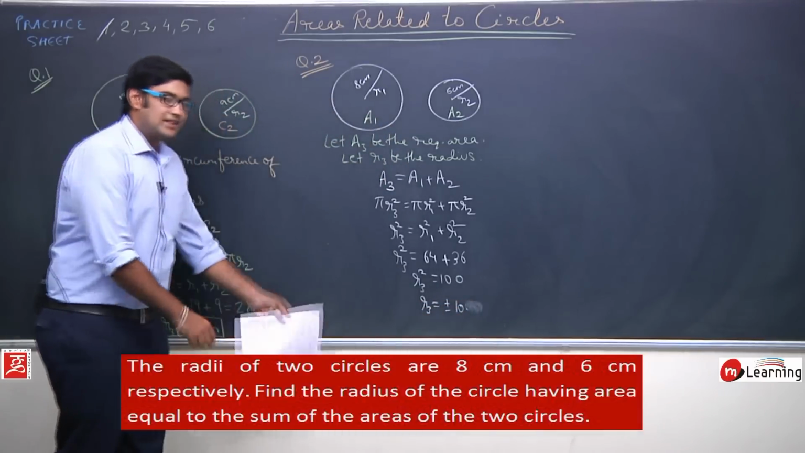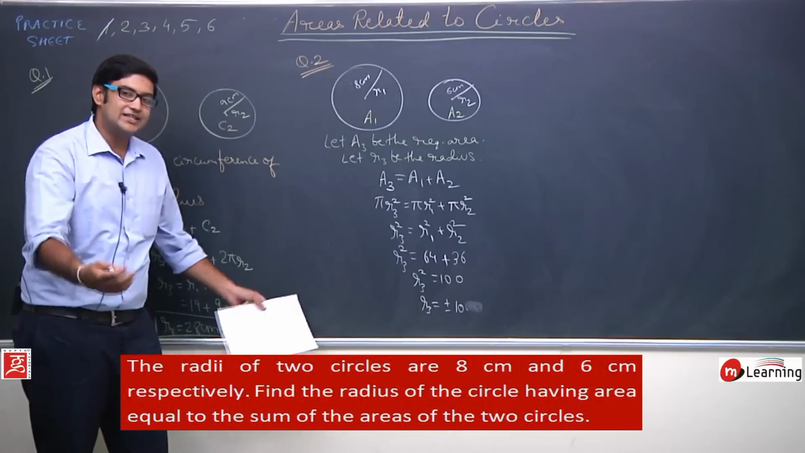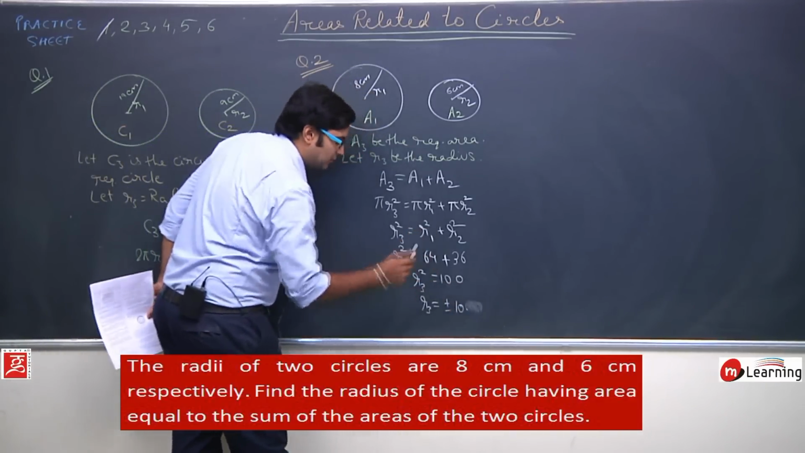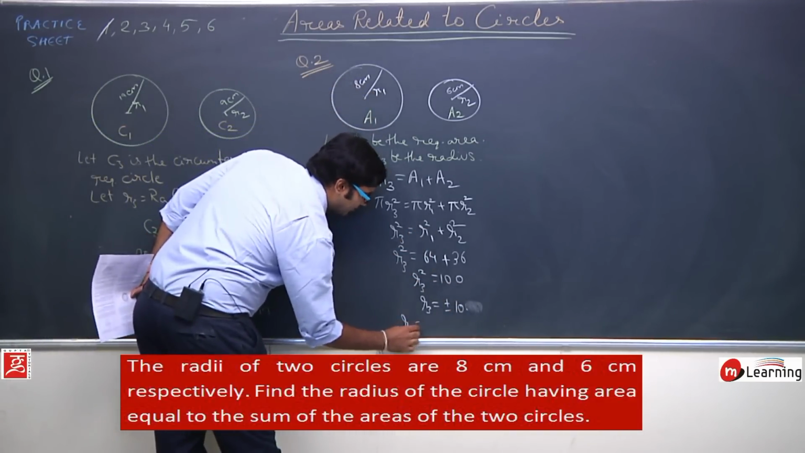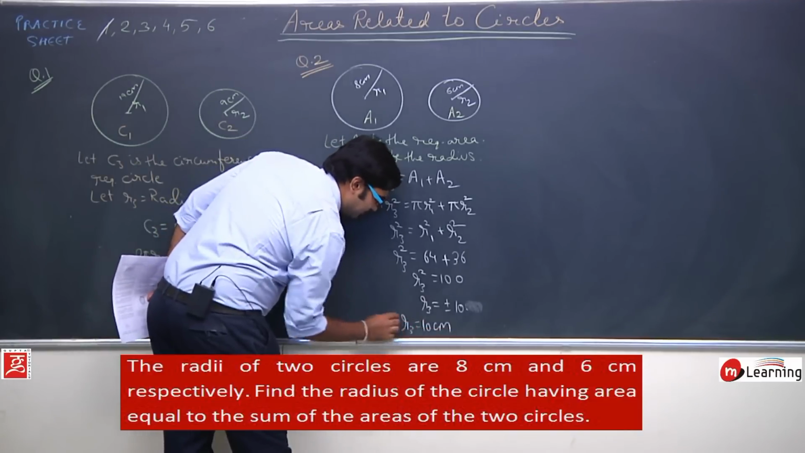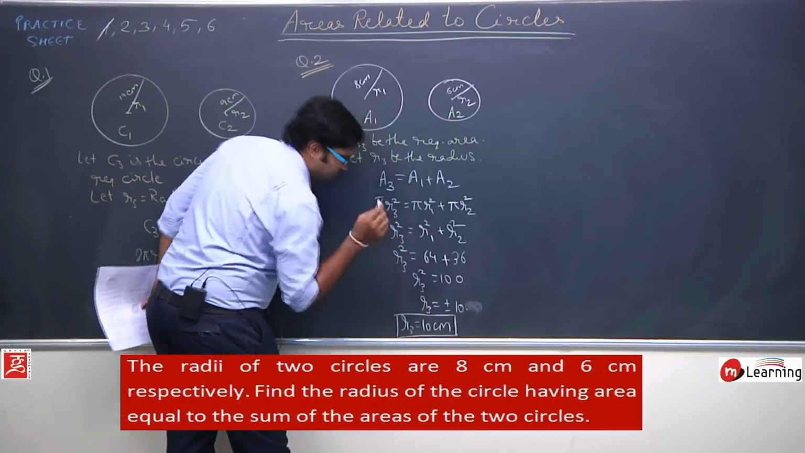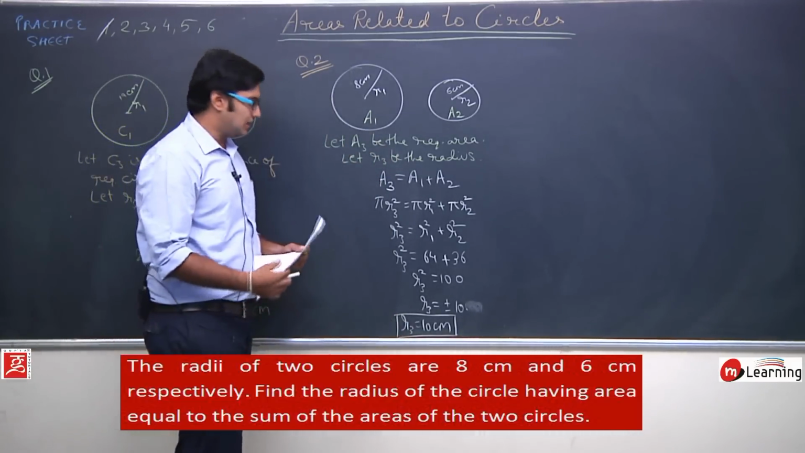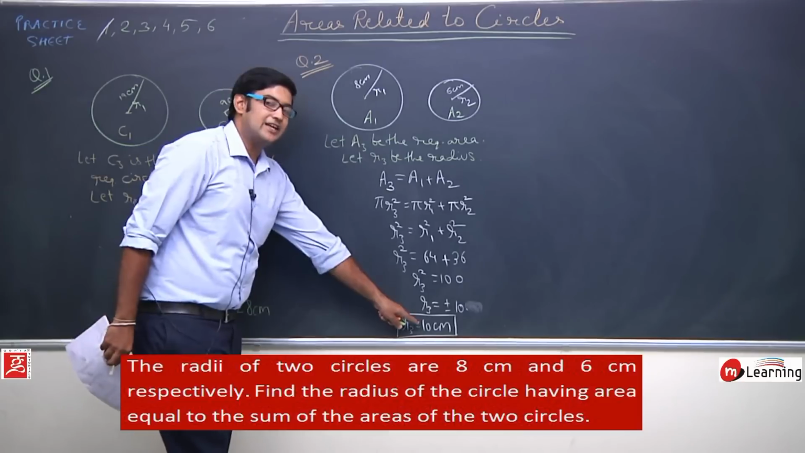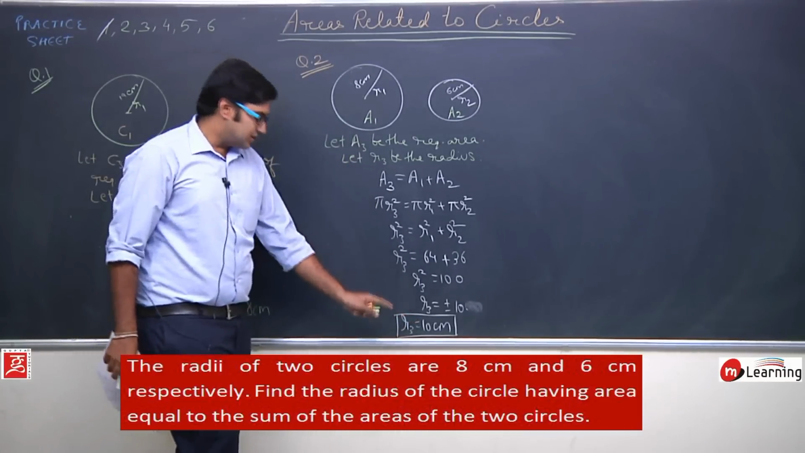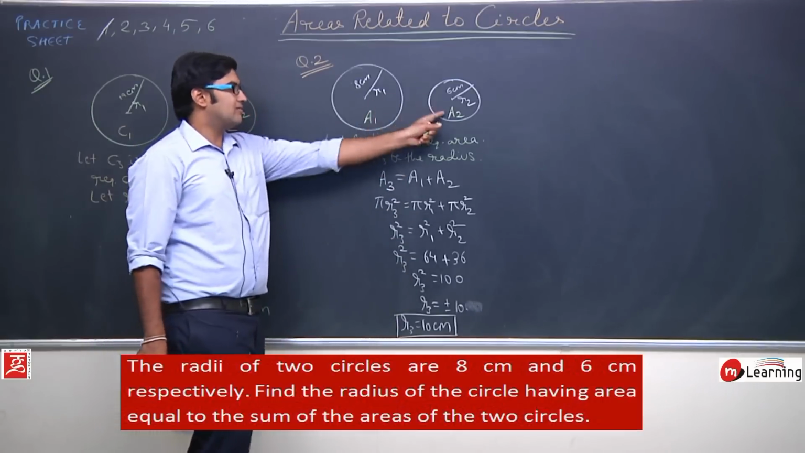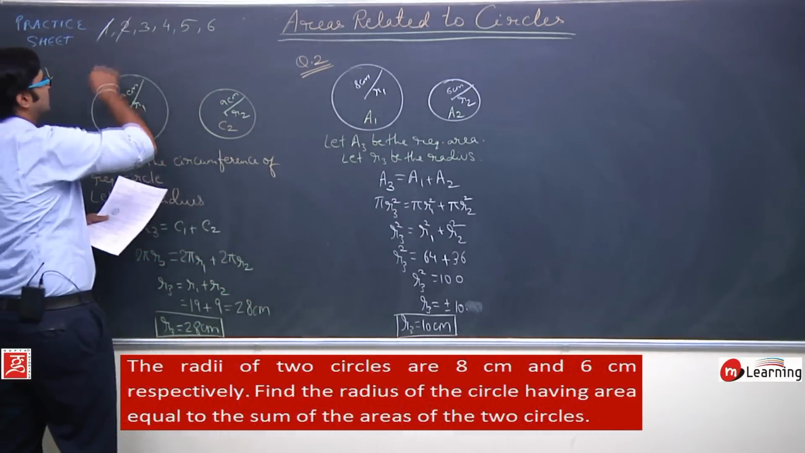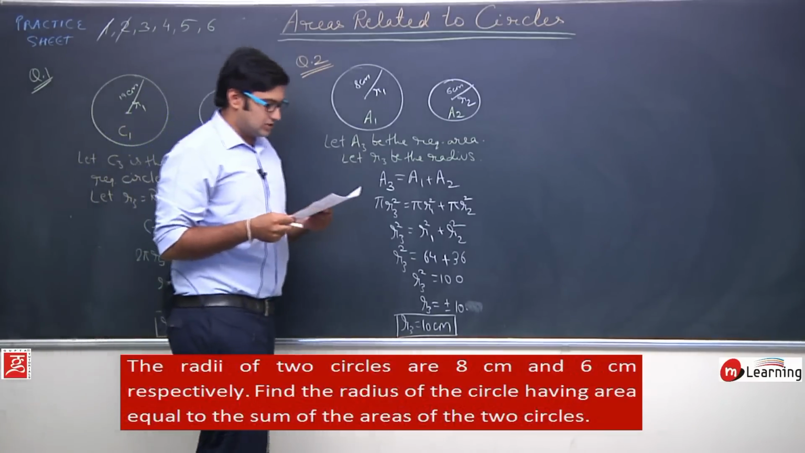Now can the radius be negative? No, the radius cannot be negative. So if R3 equals plus minus 10, I will accept only R3 equals 10 centimeters. So this is the radius of the required circle. If I draw a circle of 10 centimeter radius, I will find the area of this circle will be equal to the sum of areas of these two circles. So this is the second question, again a very easy question.